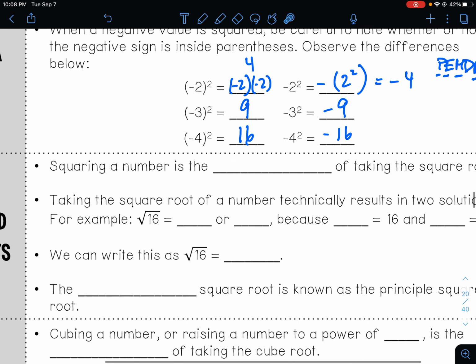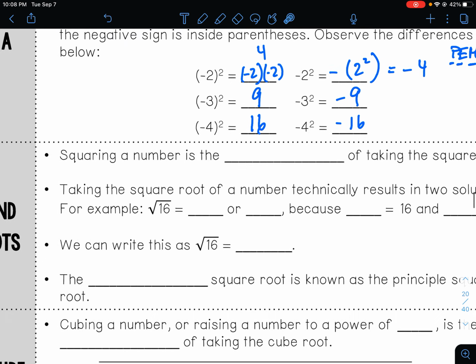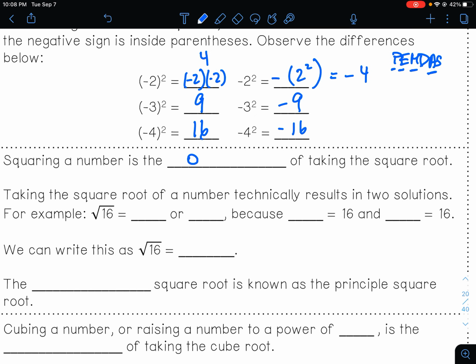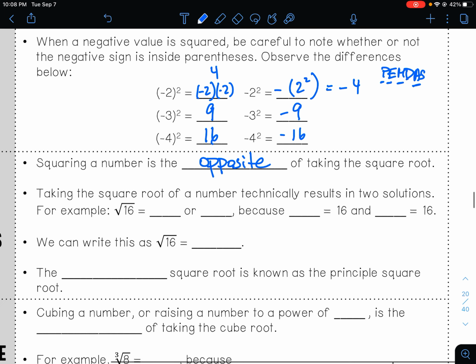We're talking about squares and square roots now. Squaring a number is the opposite of taking the square root. So squares and square roots are opposites of each other, or they're inverses. They're inverse operations. Taking the square root of a number technically results in 2 solutions. For example, the square root of 16 equals 4 or negative 4.